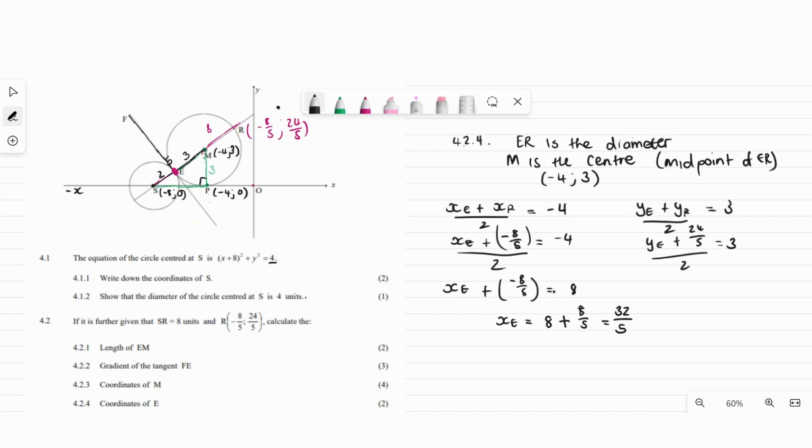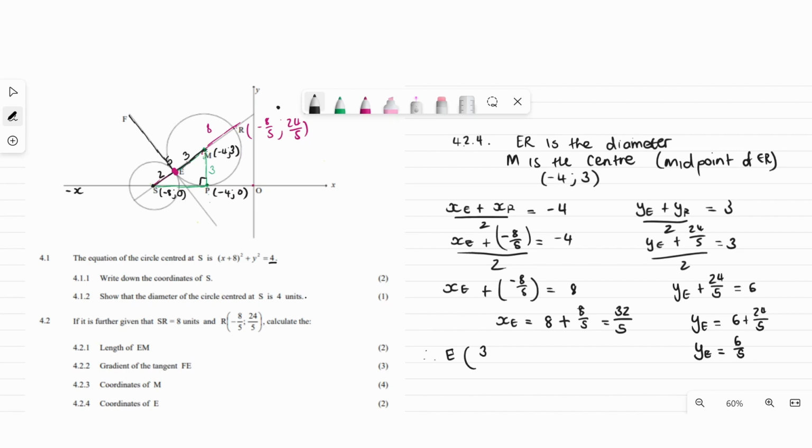And now let's solve for Y. Multiply 2 by 3, so you're going to get YE plus 24 divided by 5 is equal to 6. Take this 24 divided by 5 to the other side, so YE is going to equal 6 plus 24 divided by 5. Therefore YE is going to give you 6 divided by 5.